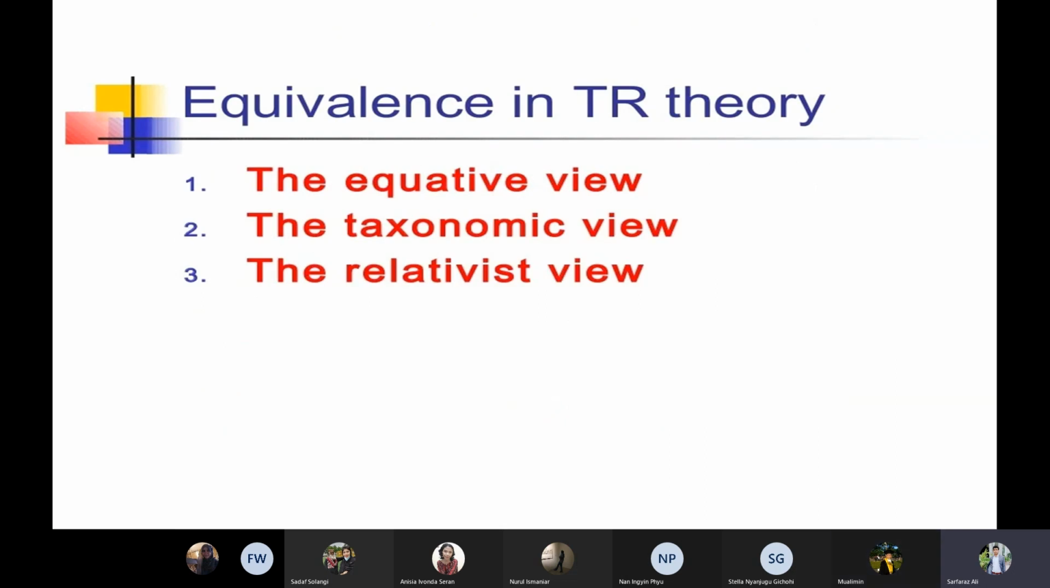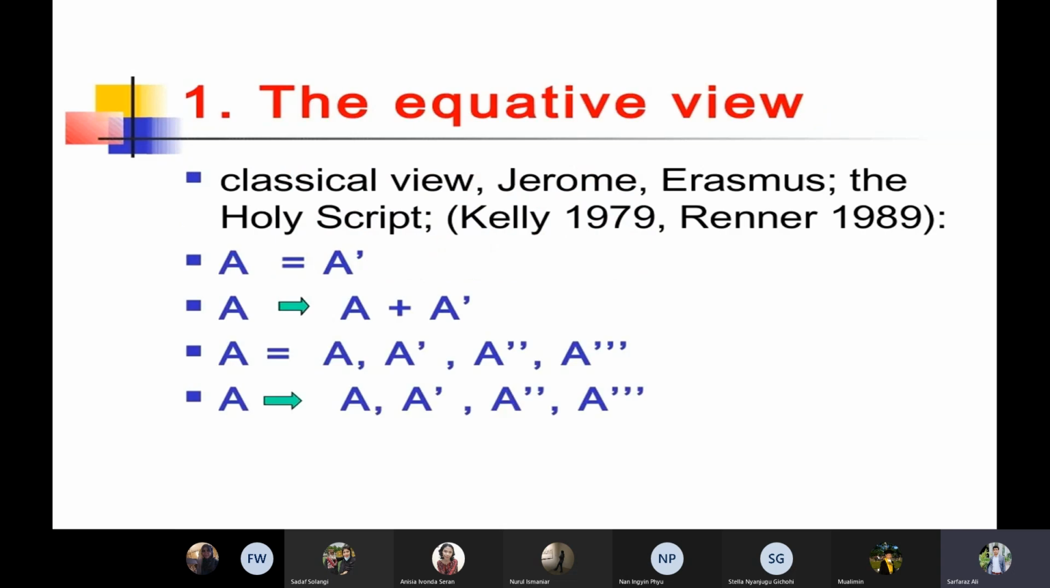And equivalence in translation theory gives three kinds of approaches. Number one is the equative view, second is the taxonomic view, and number three is the relativist view. In detail, let's look at these three approaches, beginning with the equative view. Two scholars, one of them Kelly, in 1979 and 1989 show how the equative view is presented.